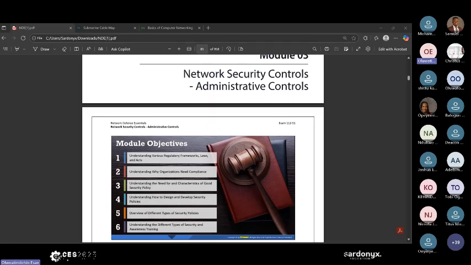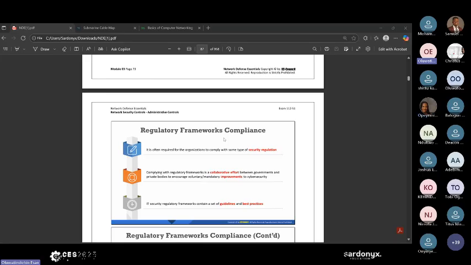We have different network security controls, which I'll be breaking down today. We have the administrative control, the physical control, and the technical control. Let me come again. These network security controls are in three different models: administrative controls, physical controls, and technical controls. Let me start with the administrative controls.